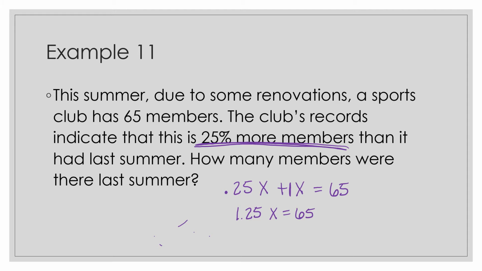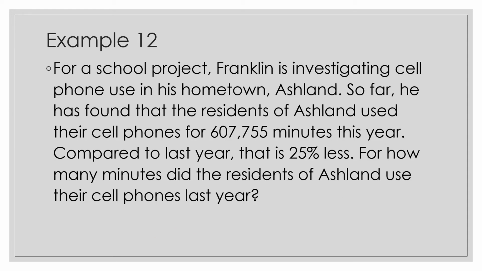So 0.25x plus 1x is 1.25x, which should equal 65. So to solve for x, we divide by 1.25 on both sides of our equation, which gives us x equals 52. So there were originally 52 members, and then there was a 25% increase in members. So now there are 65 members. So that last year there was only 52 members.